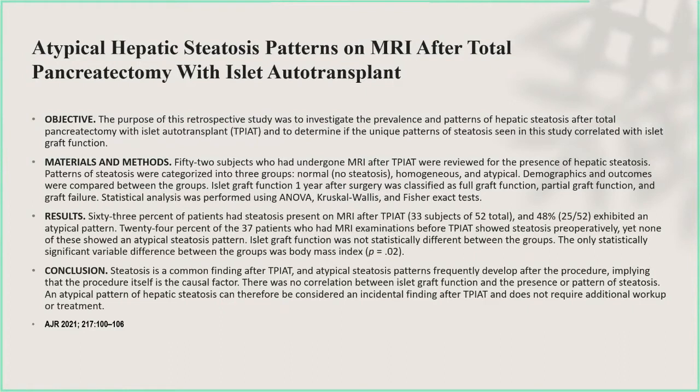So that will raise a lot of concern. People want to do biopsies. They may think that this may be a tumor or anything like that. But the thing is that in patients with islet transplants, you can have an atypical pattern of distribution of liver fat.